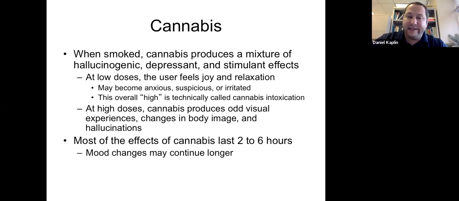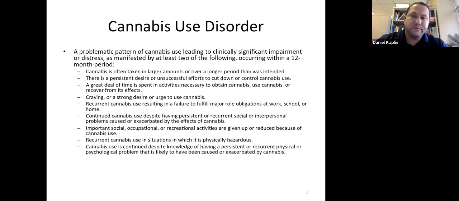Now, the high itself, in terms of the physical high or intoxication, lasts for about 2 to 6 hours, but the mood changes can persist for a couple days, actually. So let's talk about the disorder, though. Cannabis use disorder. I know that some people think that this is controversial to have a disorder related to this, but we'll get to that shortly.